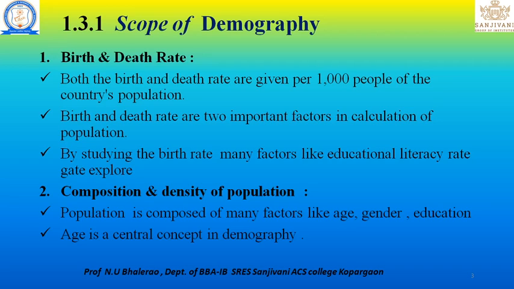The next one is composition and density of population. In that, the population is composed of many factors, like age, gender, education, and occupation. These are some of the terms we understand in the scope of demography. Students, we have to be very familiar with such elements as human beings of our nation, of our country.